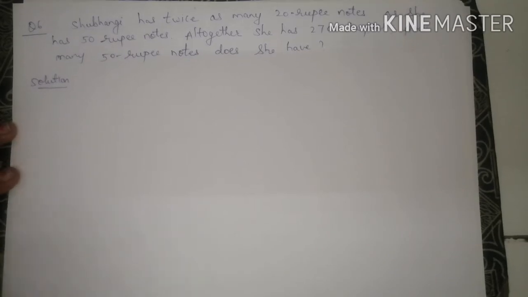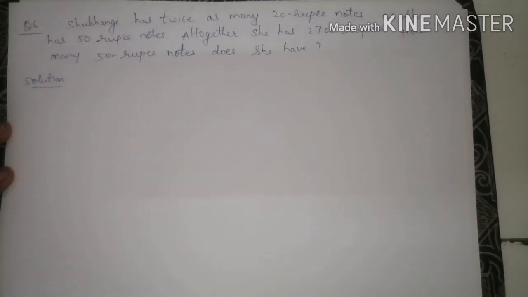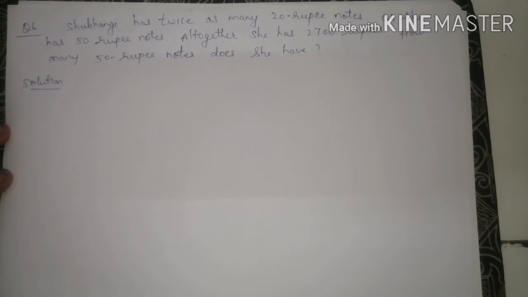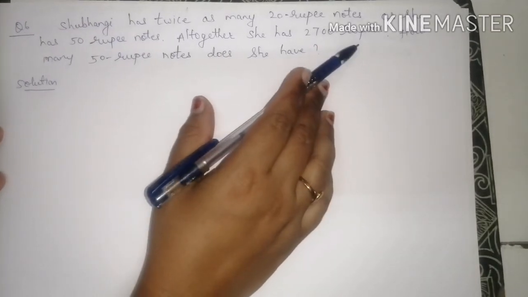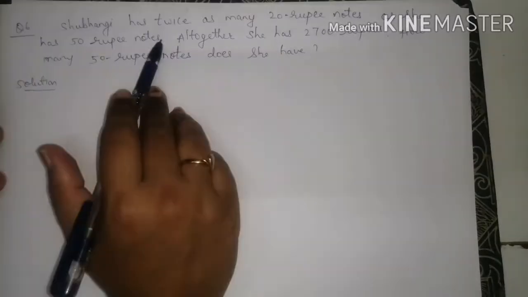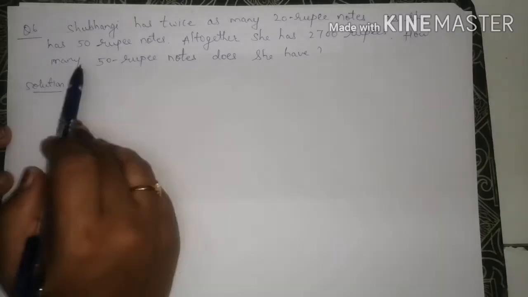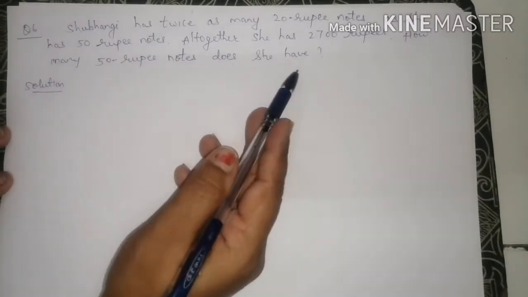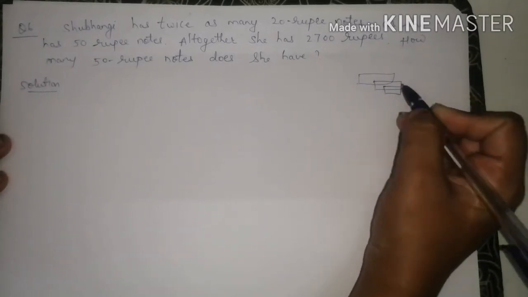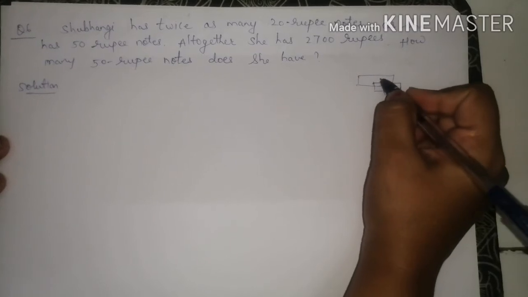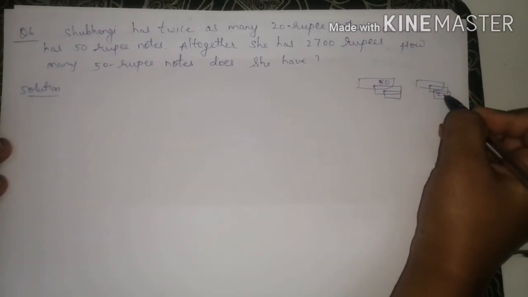Question number 6, just try to understand. Shubhangi has twice as many 20 rupees notes as she had 50 rupees notes. And together they are saying she had 2700 rupees. If we add this 20 rupees notes amount and 50 rupees notes amount, how many 50 rupees notes does she have? Suppose these are 50 rupees notes, and suppose these are all some 20 rupees notes.